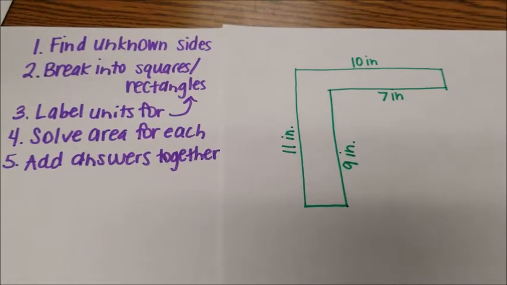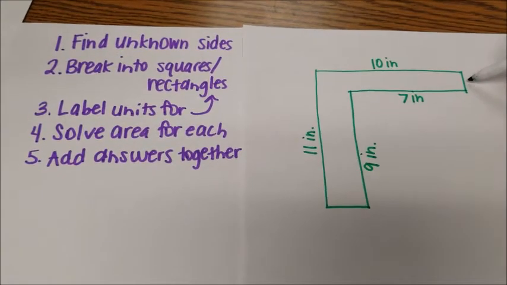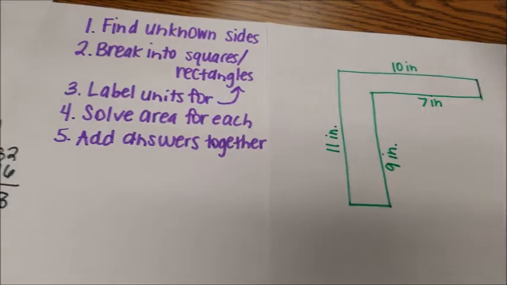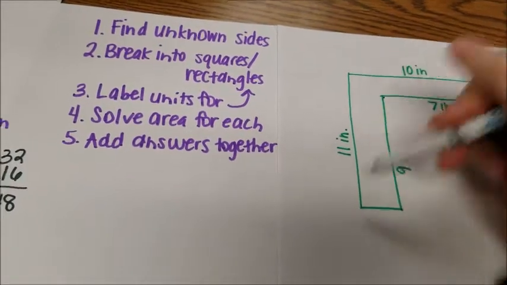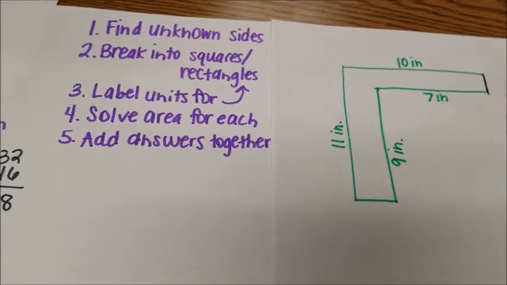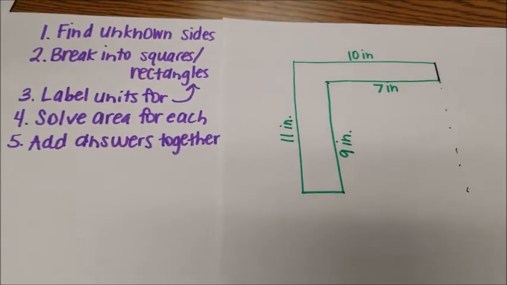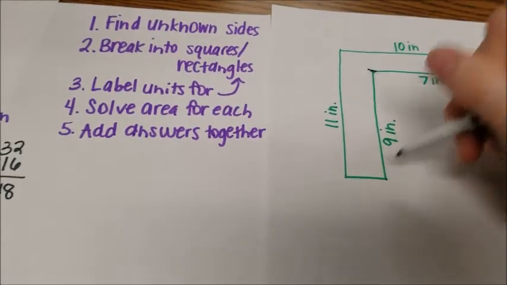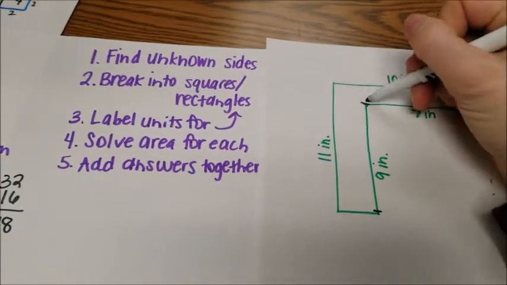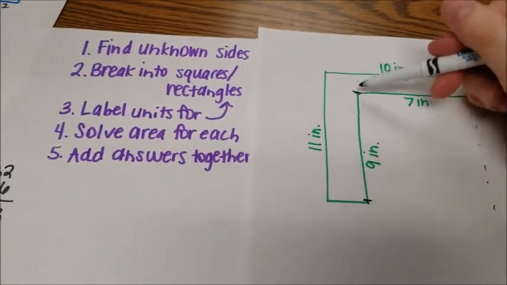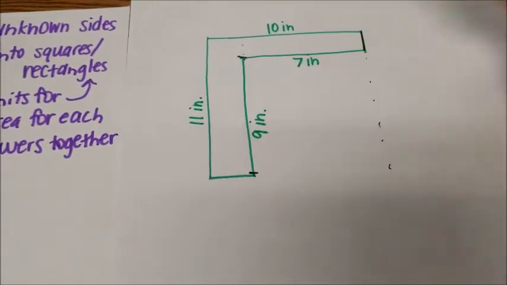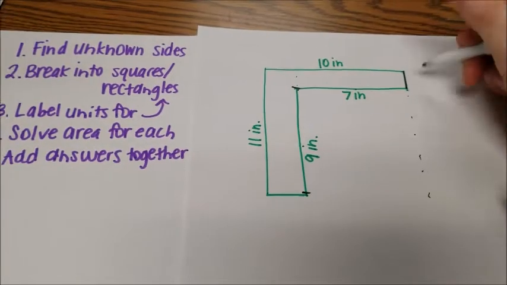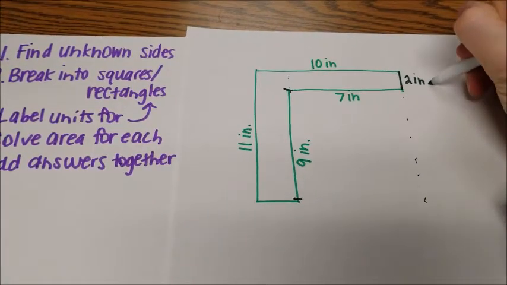So the first thing is we need to find the unknown sides. So I need to find this side and that side. To do that, I'm going to find the parallel lines. The parallel lines to this one are here and here. I know this entire line, if this was a rectangle that kept going, this whole thing would need to be 11. But from here to there, it's 9. So if I added this extra little space here, what is the difference between 9 and 11? 9, 10, 11. So 2. So this would be 2 inches.